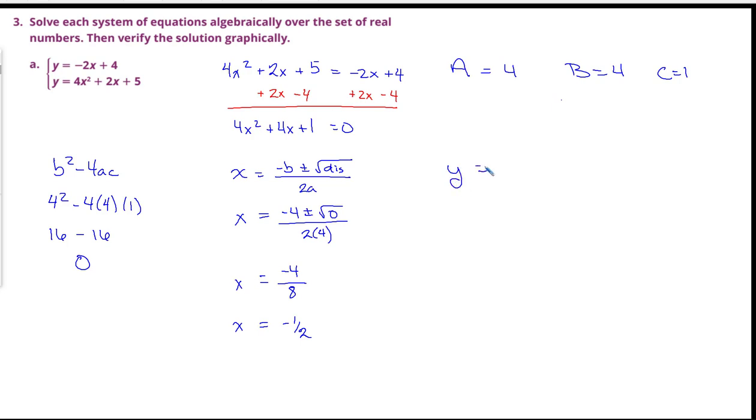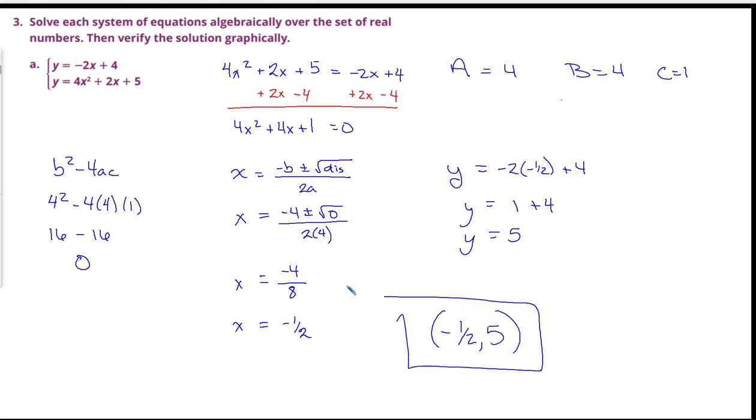Now I need to find my y. So I'm going to choose one of these two equations to plug the x into. I'm going to plug it into the first one. Negative 2 times negative 1/2 plus 4. Negative 2 times a negative 1/2 is a 1, plus 4 is 5. This is one where it would only give me one solution because I didn't have 2 x values. So my one solution is negative 1/2, comma 5.